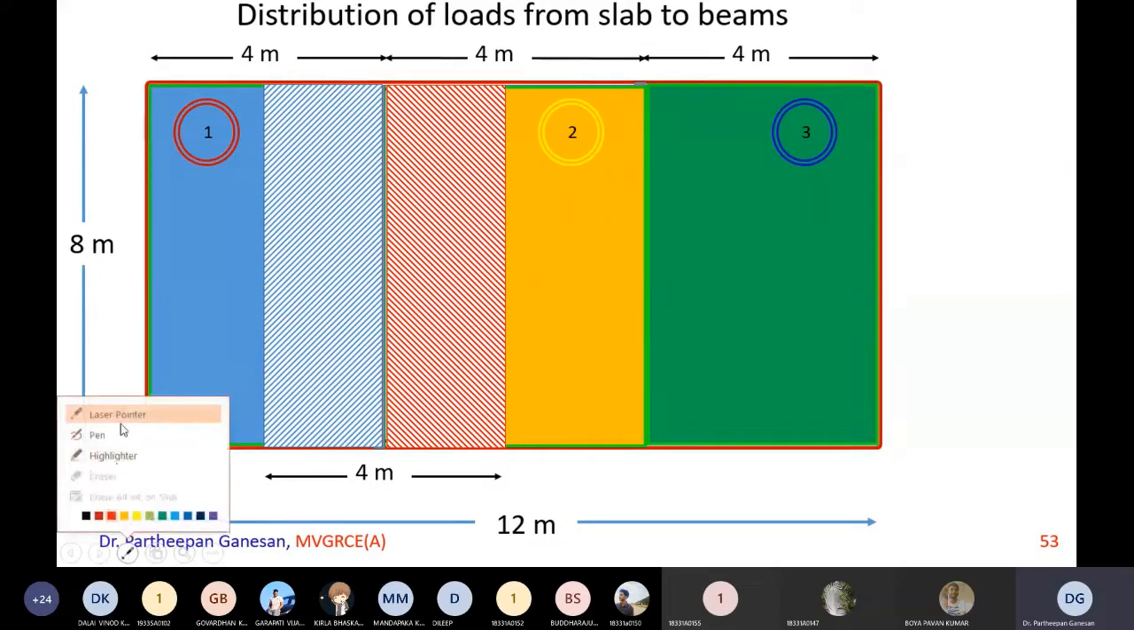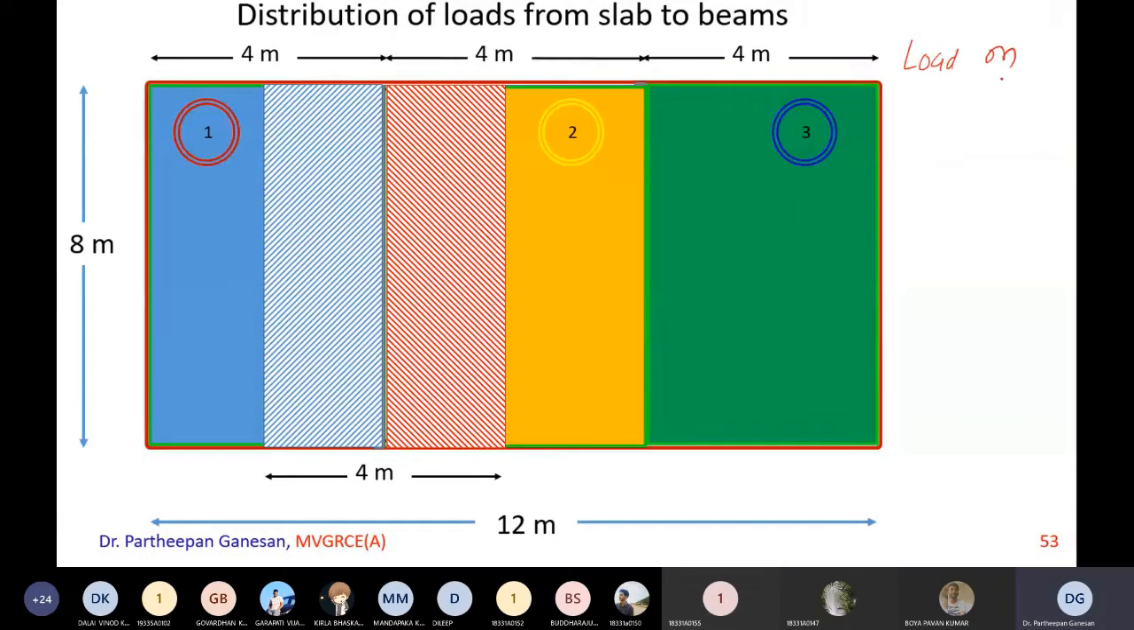Now, if I want to remember, as I told you, the load on the slab will always be expressed as total load in terms of so many kilonewton per meter square. It is an areal load.